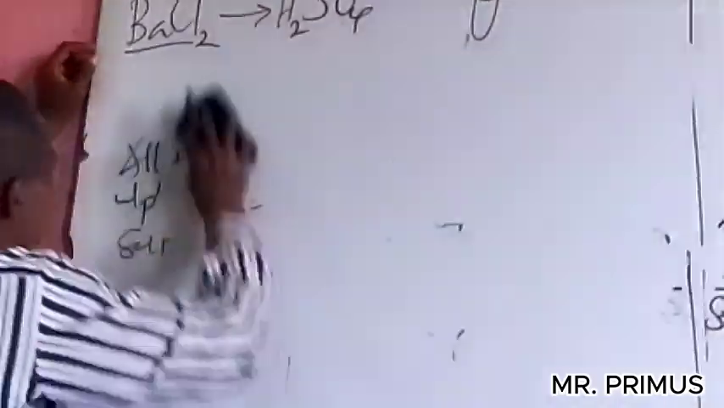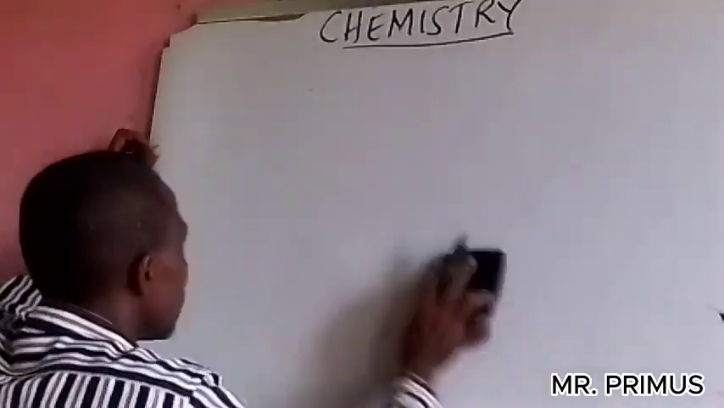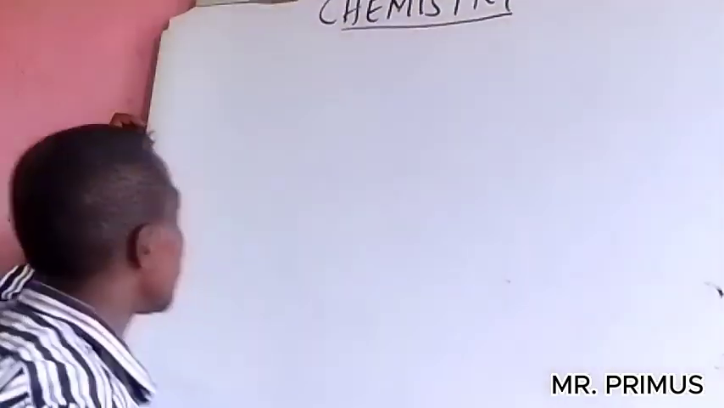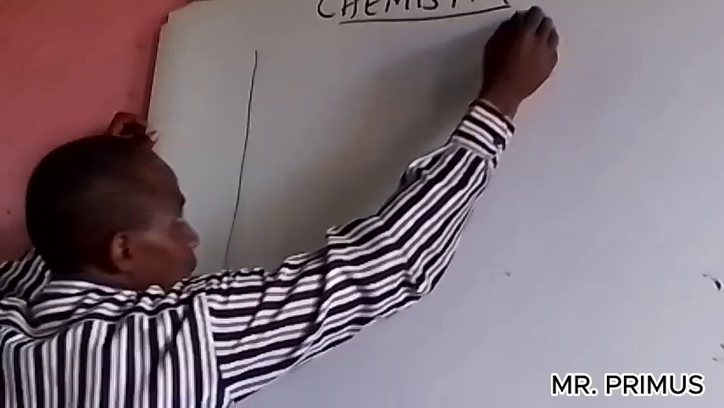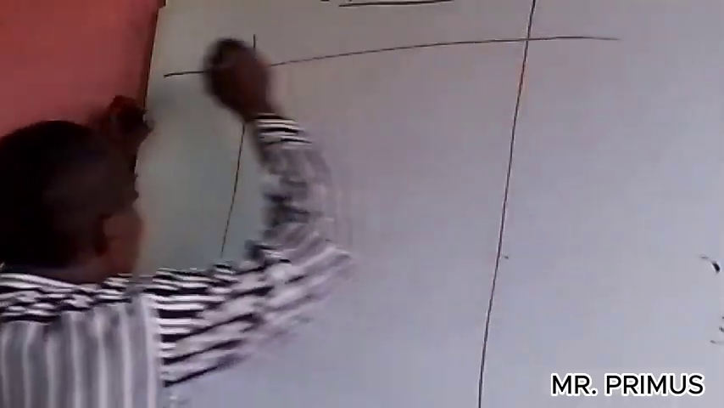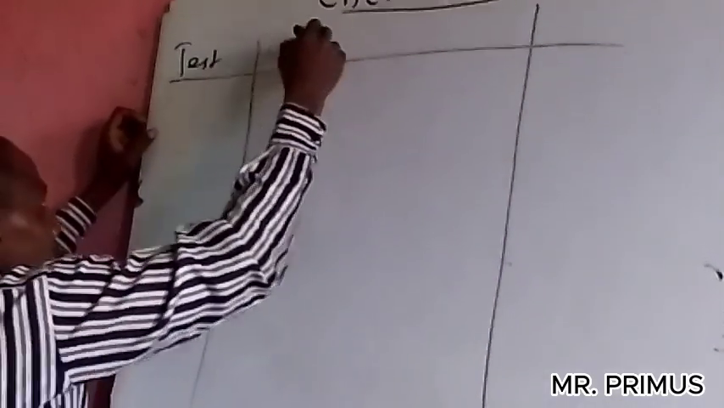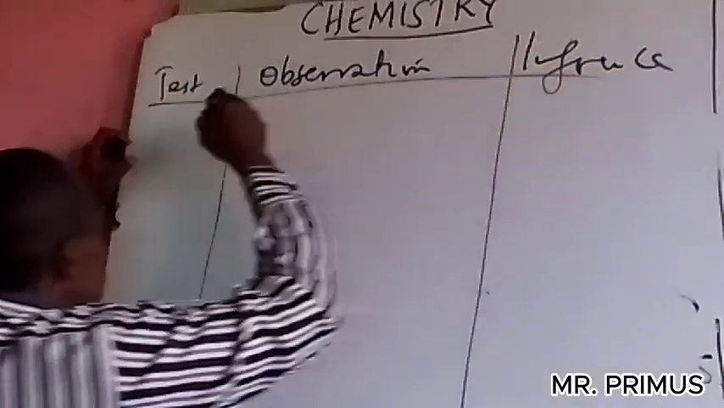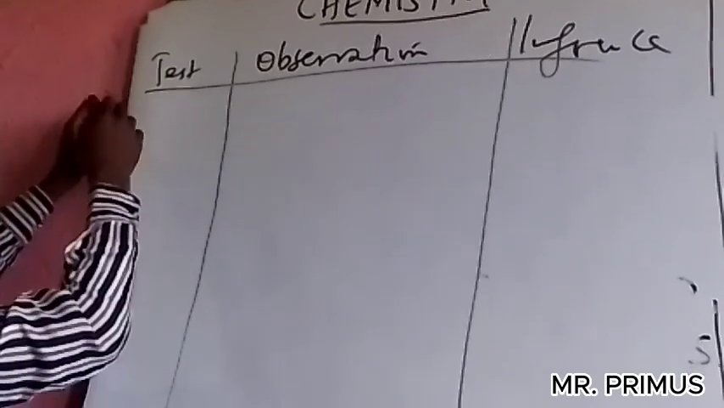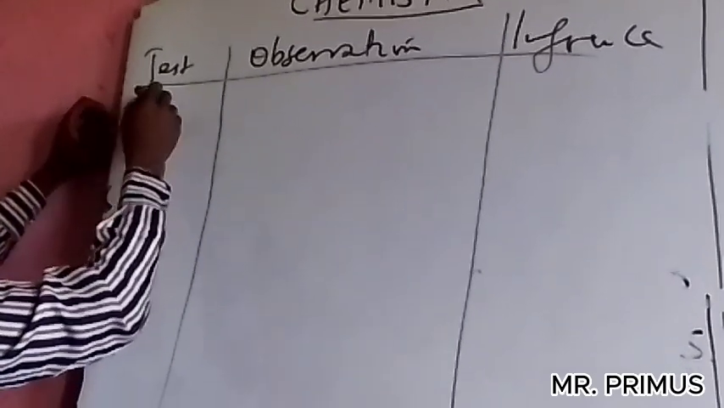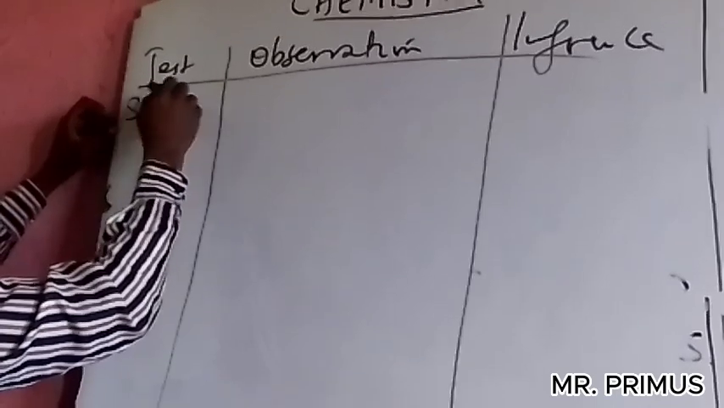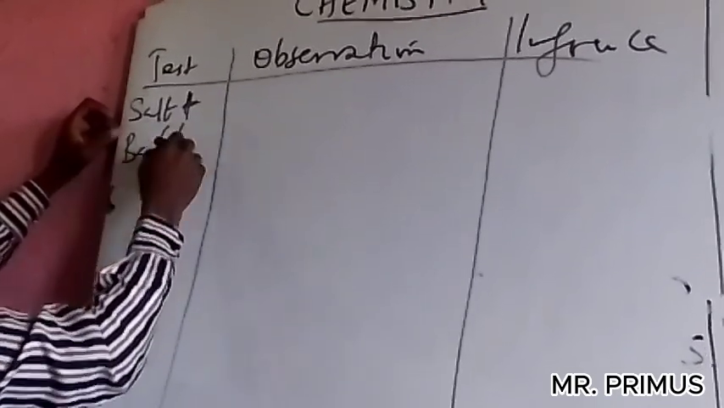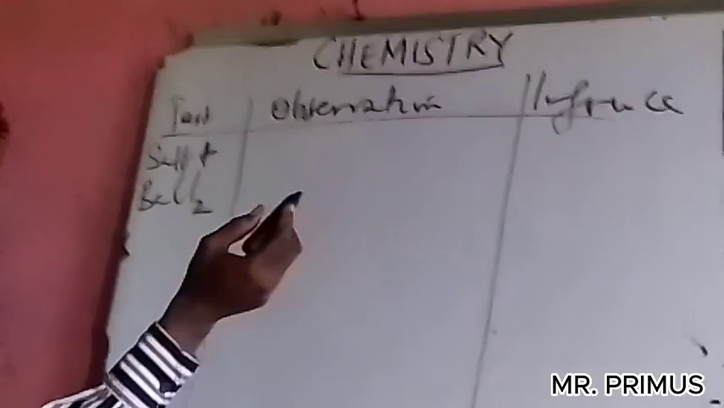Now your table will look like this. Now this is test, observation, and inference. So you can now have something like, let me say, salt plus BaCl2. This is qualitative analysis.